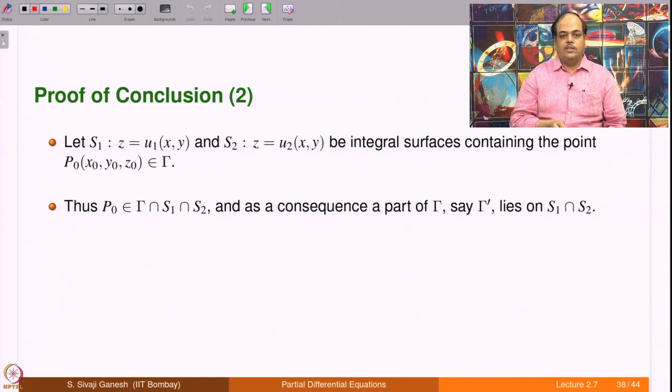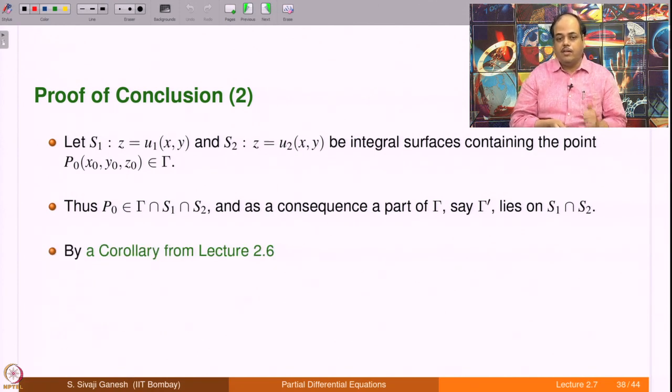And as a consequence, P naught is there on S 1. Therefore, a part of what is S 1? It is an integral surface. Therefore, a part of gamma will be there on S 1 intersection S 2. It will be there on S 1, another part will be in S 2. There will be a common portion which will be there on both S 1 and S 2.